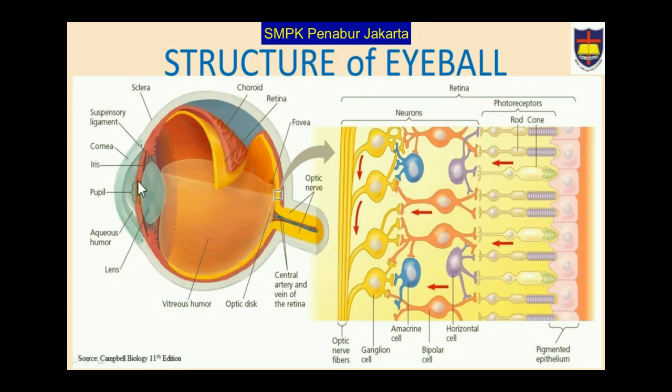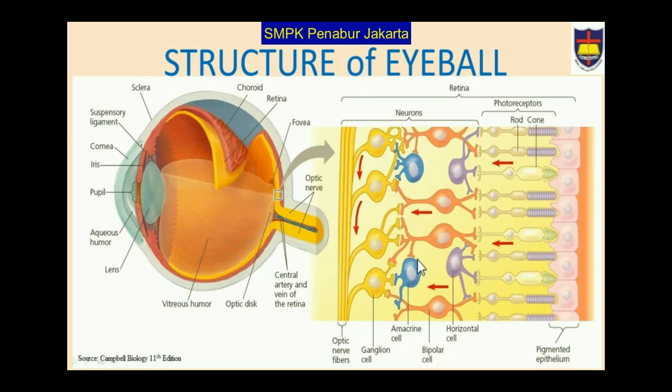Inside the pupil, there is a lens. Lens changes its shape depending on the distance of the object that we see. The process is called accommodation. Between cornea and lens, there is a chamber called anterior chamber filled with liquid called aqueous humor. Between lens and retina, there is a posterior chamber filled with vitreous humor.